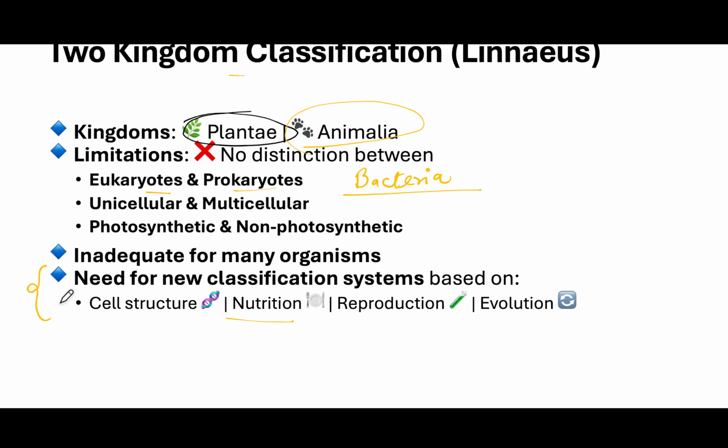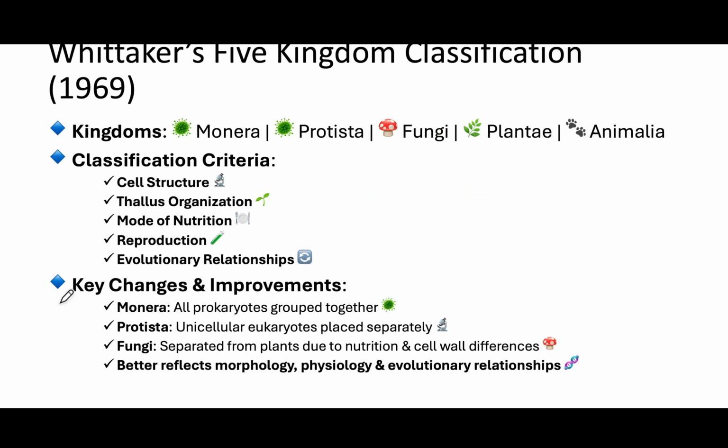So again, there was a need for scientific discovery of a new classification system. The third scientist is none other than R.H. Whittaker. R.H. Whittaker's five kingdom classification is very important. All the kingdoms, the criteria, everything is so important. This is a recent phenomenon, we can say.